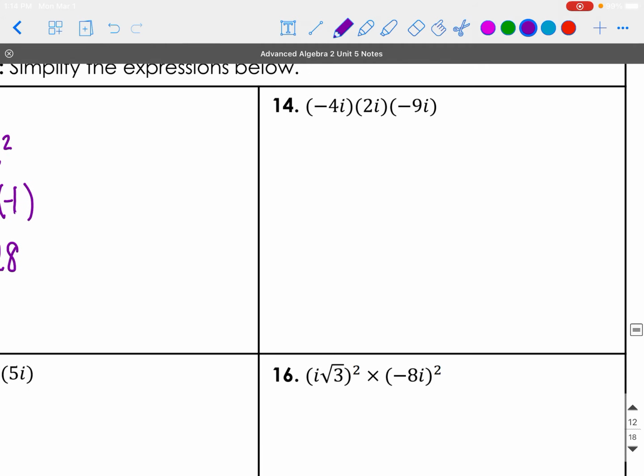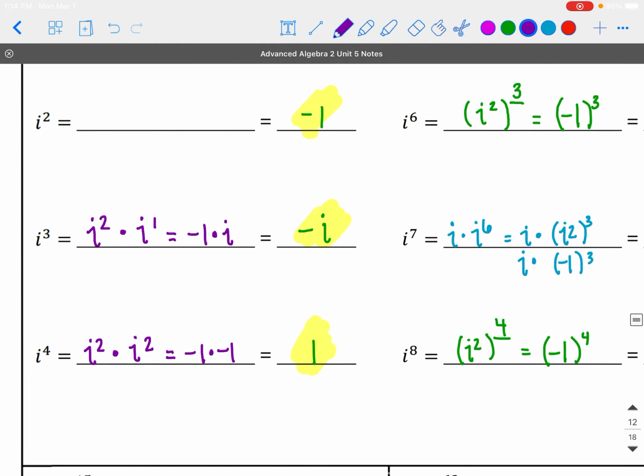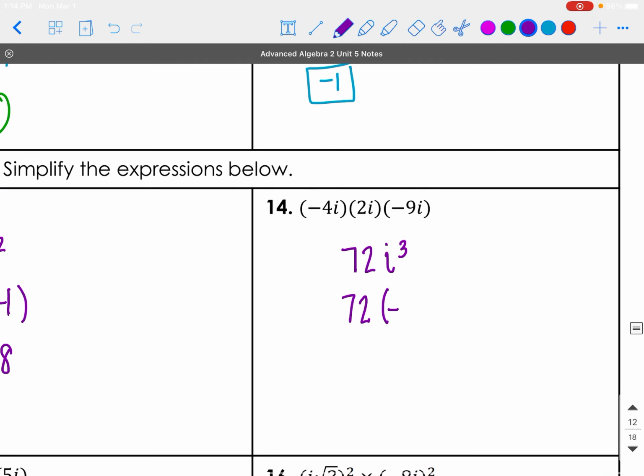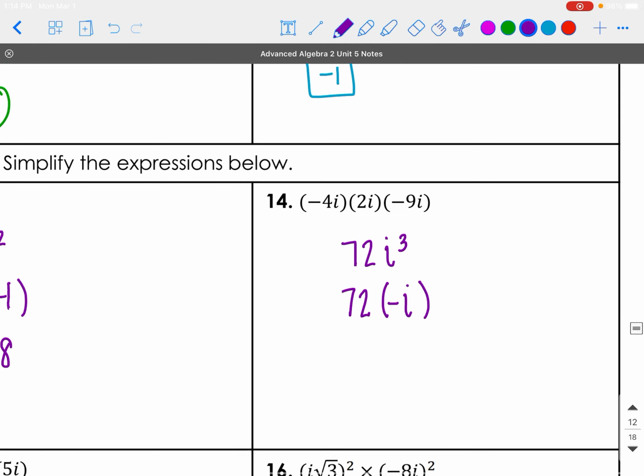Number 14, when I multiply all of those, I have -4 times 2 times -9, which is 72i cubed. And we know that i cubed, if we look back, is -i. So my answer is -72i.